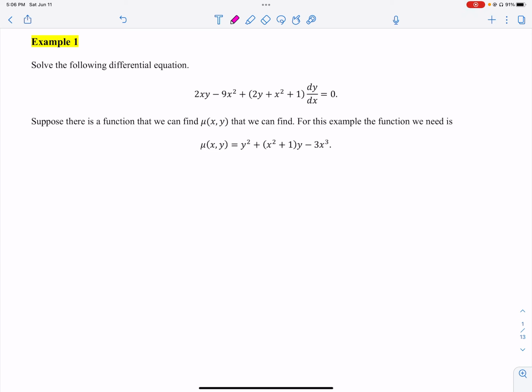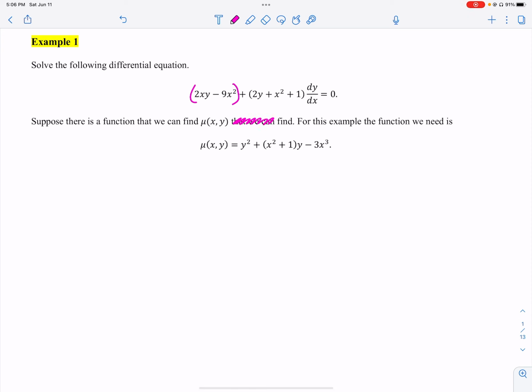We are going to work backwards to kind of help see how to go about this method on this first example, and then in the next example, I will run through the whole problem. Okay, so solve the following differential equation. They give us this DE. Anytime I see something like this, I'm going to think about it as that group together. Suppose there's a function mu that we can find.